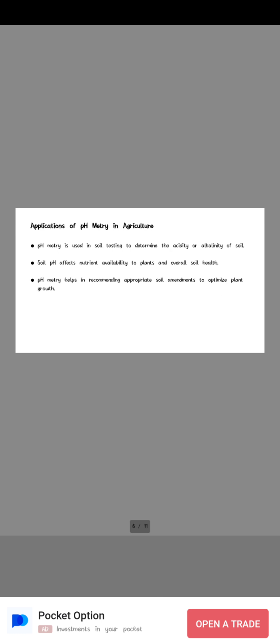Application of pH metry in agriculture. pH metry is used in soil testing to determine the acidity or alkalinity of soil. Soil pH affects nutrient availability to plants and overall soil health. pH metry helps in recommending appropriate soil amendments to optimize plant growth.